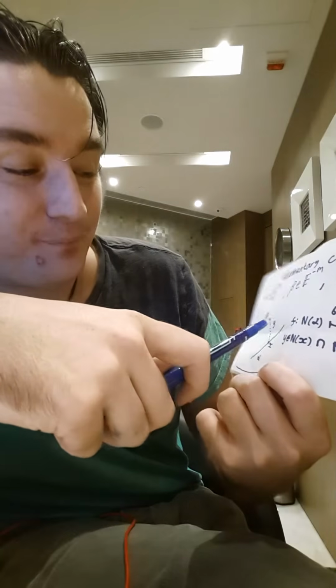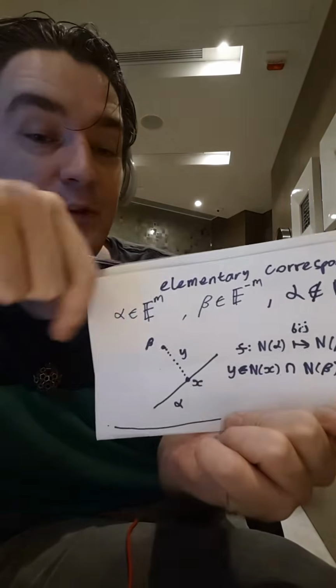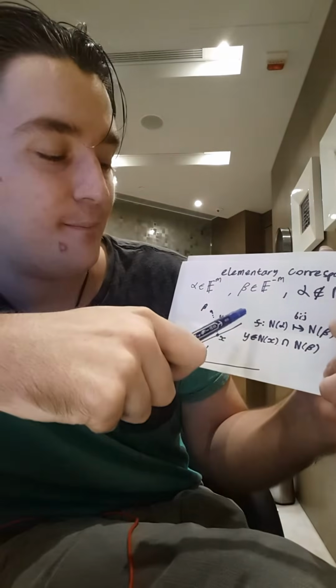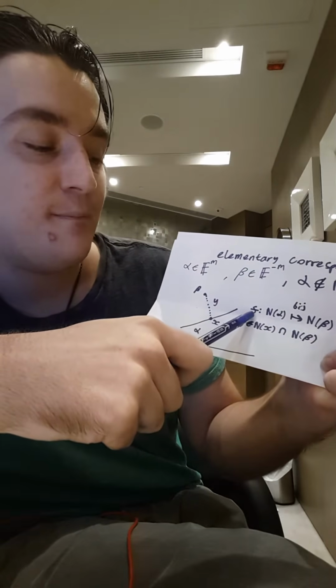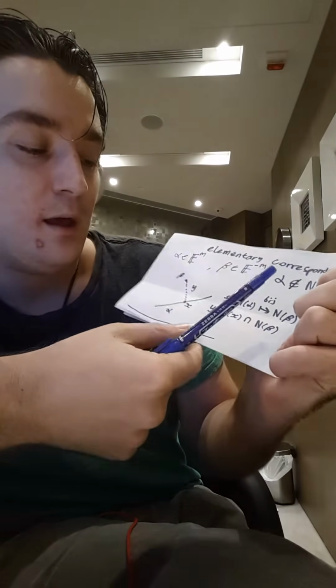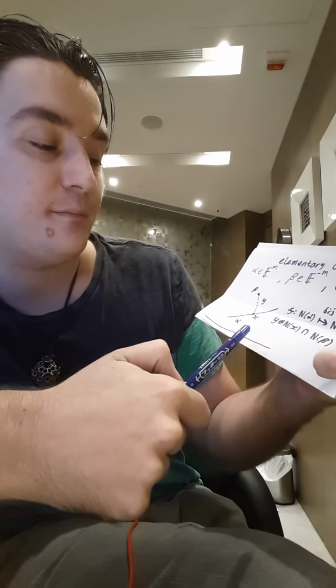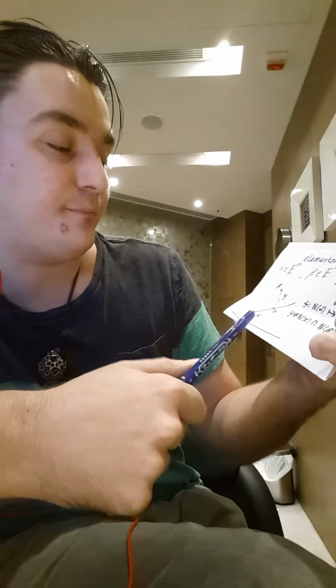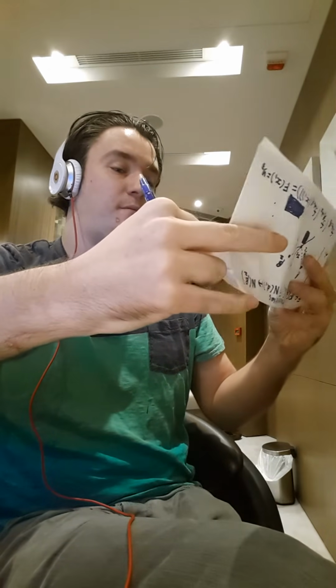So basically, we've got our definition now. What's our definition algebraically? We're going to say that an elementary correspondence F is a bijection from the neighbourhood of alpha to the neighbourhood of beta, and it has this condition that I haven't written down here. I better write it down somewhere. Hang on.